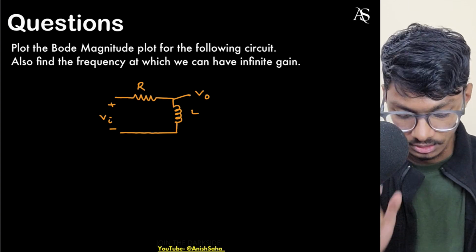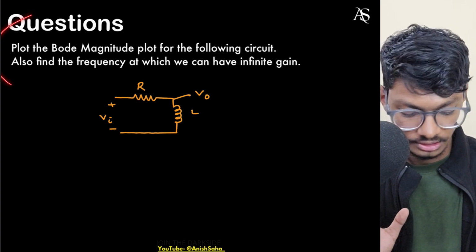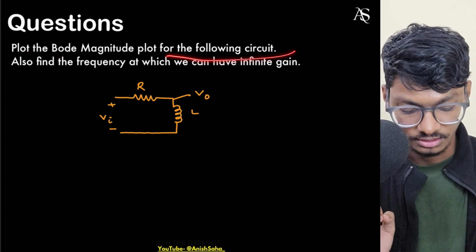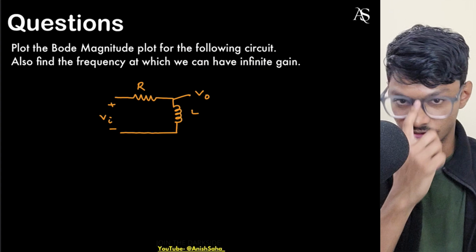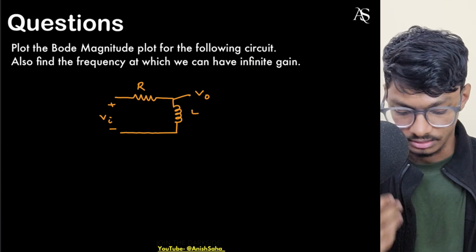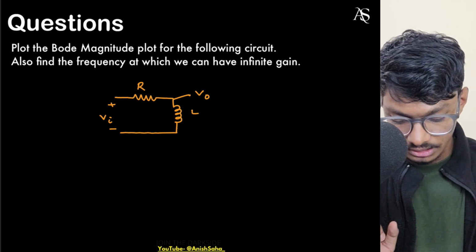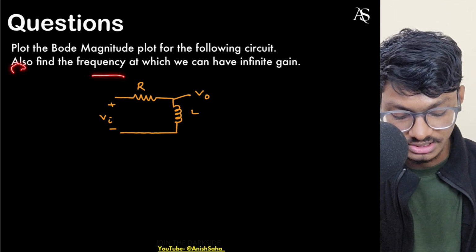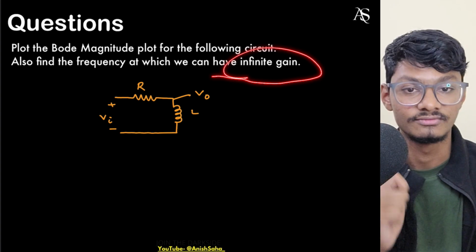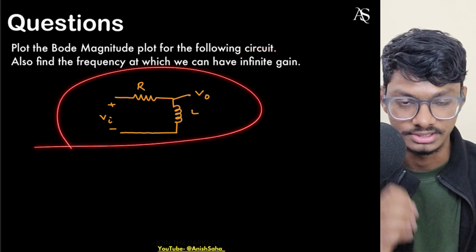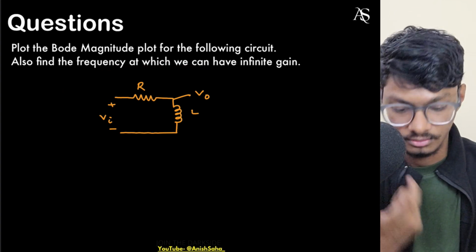That is very important. Okay, so in front of you a very simple question is given: you have to plot the Bode magnitude plot for the following circuit, a simple series RL circuit. I've already done this multiple times, but again I will do it. This is just a simple cakewalk if you have watched my channel. Then we also have to find the frequency at which we can have infinite gain in this circuit. So let's just plot the Bode plot.